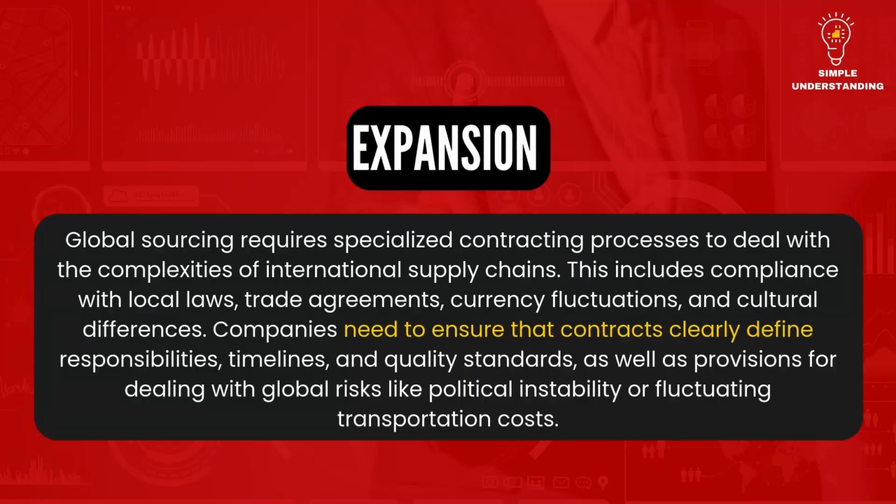Expansion. Global sourcing requires specialized contracting processes to deal with the complexities of international supply chains. This includes compliance with local laws, trade agreements, currency fluctuations, and cultural differences. Companies need to ensure that contracts clearly define responsibilities, timelines, and quality standards, as well as provisions for dealing with global risks like political instability or fluctuating transportation costs.